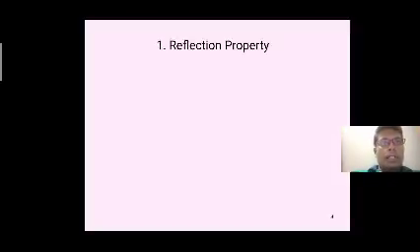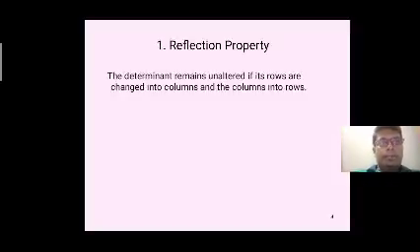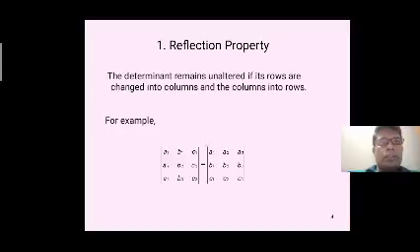The first one is the reflection property. The determinant remains unaltered if its rows are changed into columns and the columns into rows. For example, the determinant of A1 B1 C1, A2 B2 C2, A3 B3 C3 is equal to the determinant of A1 A2 A3, B1 B2 B3, C1 C2 C3.